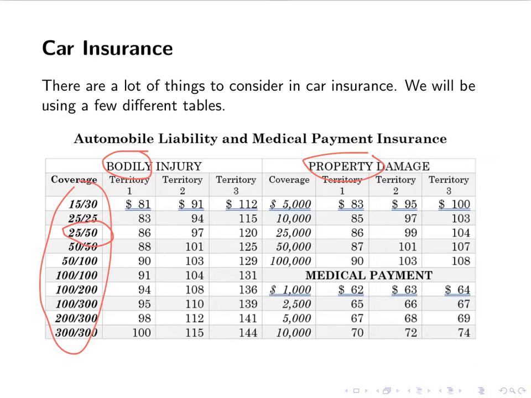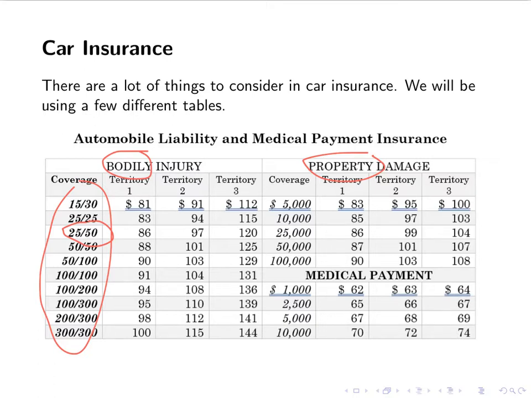You have to make sure that if you hit more than one person, it's being covered under both numbers. Again, the first one is per person. The second one is total for all people. And those numbers are in thousands, so the 15/30 is 15,000 and 30,000.